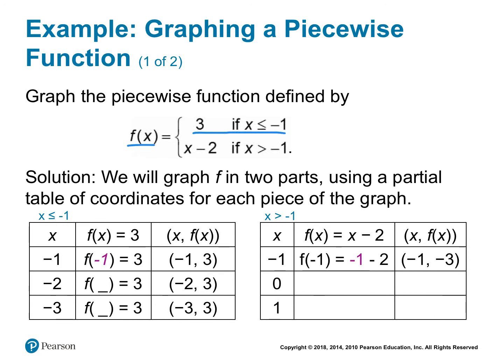So this, we only want x values that are less than or equal to -1. So they chose -1, -2, and -3. So f of x, we're just going to replace our x with the number we chose for x. So f of -1, now there's nothing else that we're putting with the 3. These are all just going to equal 3. So our coordinate is -1, 3. So f of -2 is still just 3. So that coordinate is -2, 3. And f of -3 is still 3, so -3, 3.